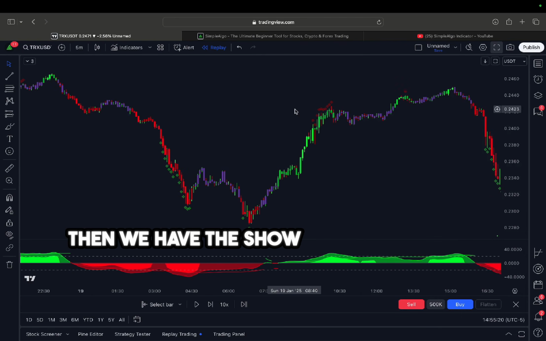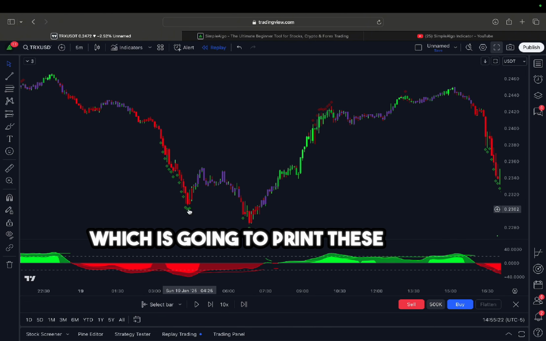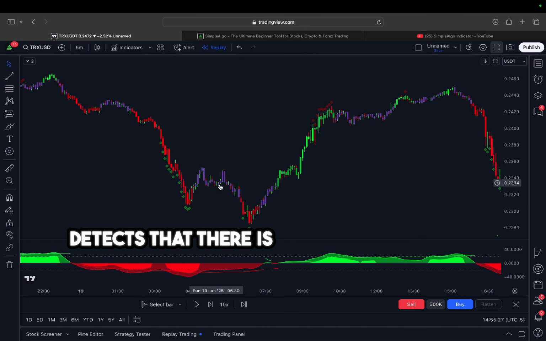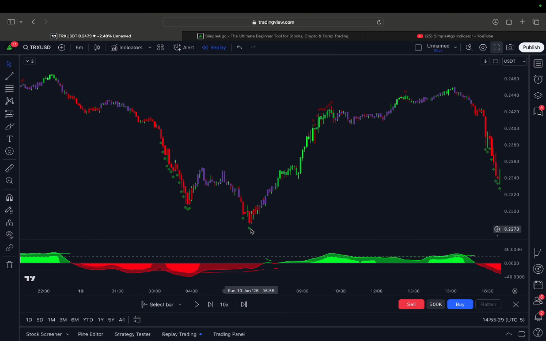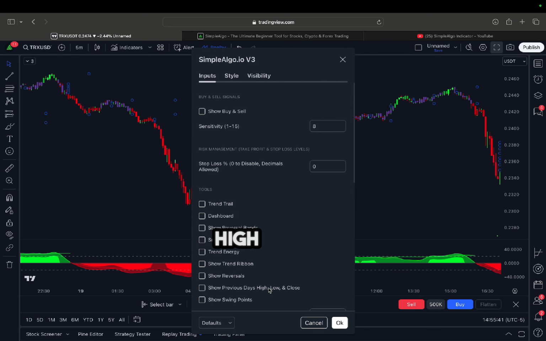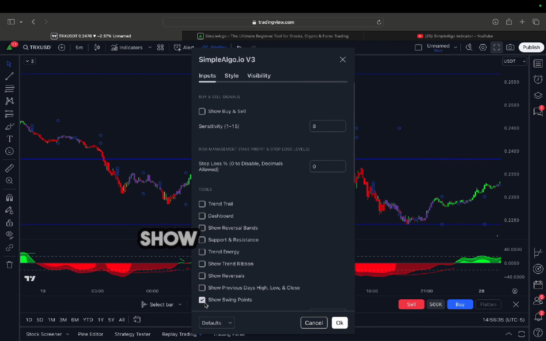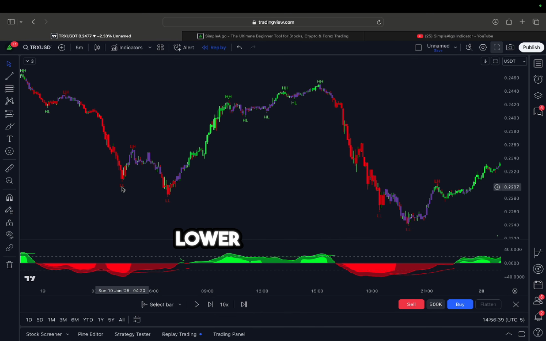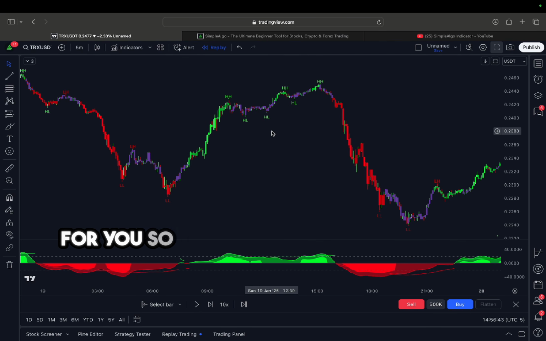Then we have the show reversals feature, which is going to print these little diamonds on your chart whenever the AI detects that there is a possibility of a potential reversal. Show previous day's high, low, and close. I'm not even going to open that one because it's pretty self-explanatory. Show swing points. This is another good one. It's going to print out the lower lows, lower highs, higher lows, and higher highs for you so you can easily identify a change in trend.